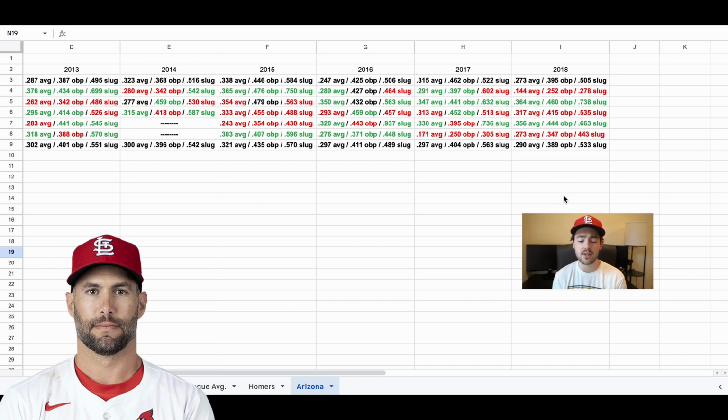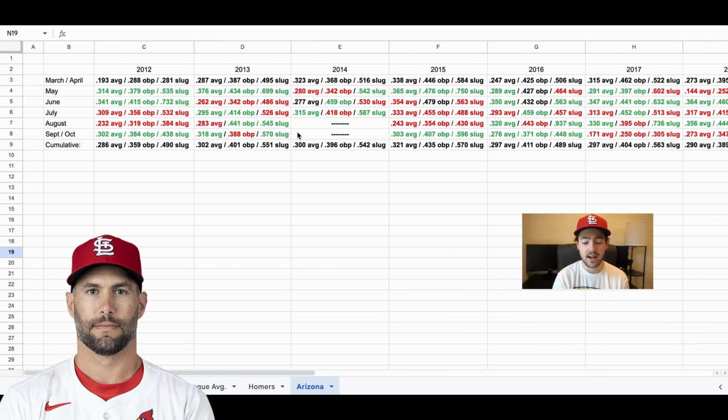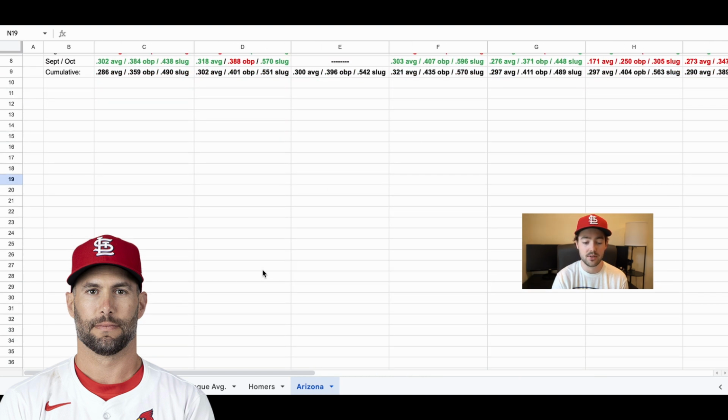So this isn't necessarily something that affected his playing time or something that people thought about with Goldschmidt while he was a part of the Diamondbacks, but it's been a constant thing that Cardinal fans talk about. So the data does support that while he's been a member of the Cardinals, he does get off to slow starts. Not really the case when he was with Arizona.